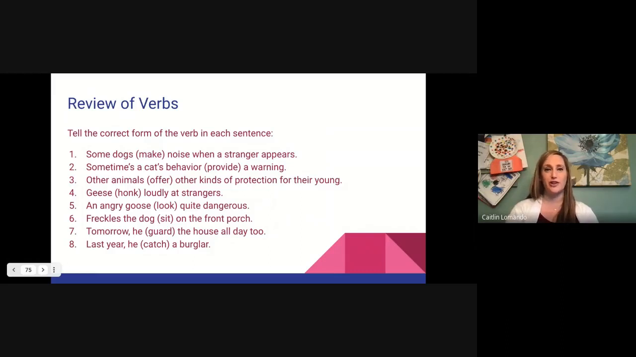Do we need to change the verb guard to agree with the subject he? We do need to change it. Think about what we change it to. We would need to say tomorrow he guards the house. And number 8, last year he catch a burglar. Do we need to change the verb catch to agree with the subject he? Yes, we do. And hint, it's going to be irregular past tense. We would need to say last year he caught a burglar.